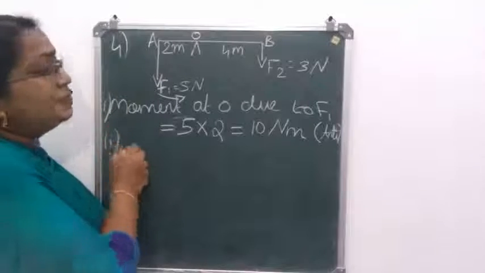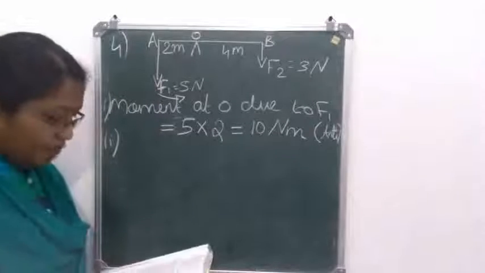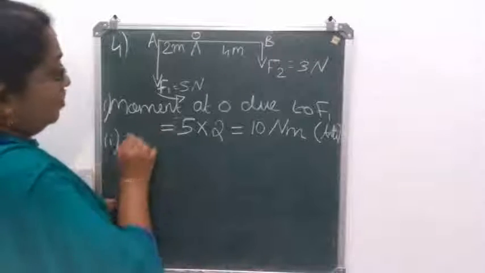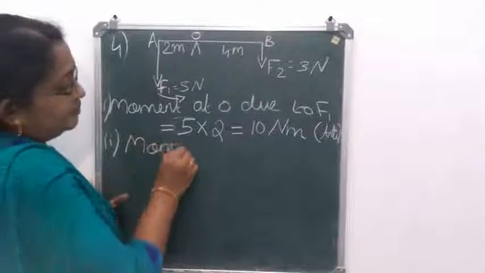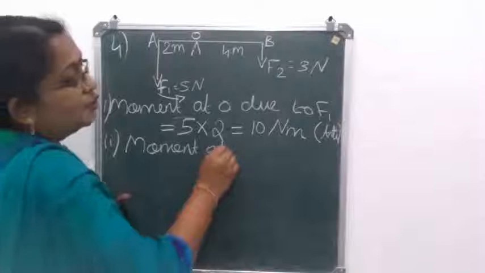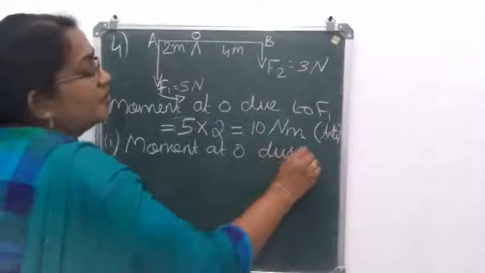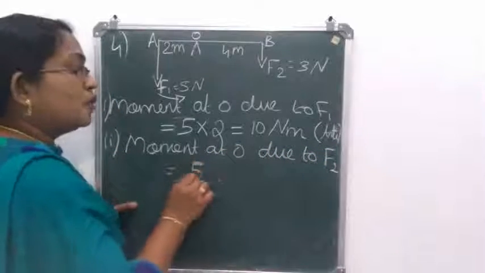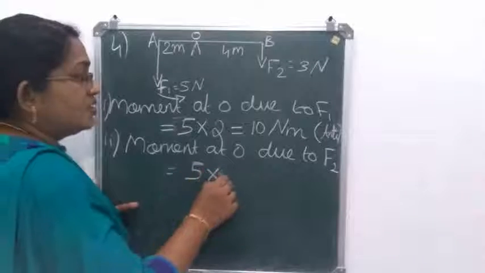Now question number 2. Moment of force F2 about O. So what is the moment of force at O due to the force F2? So here also force into distance. Force is 5.